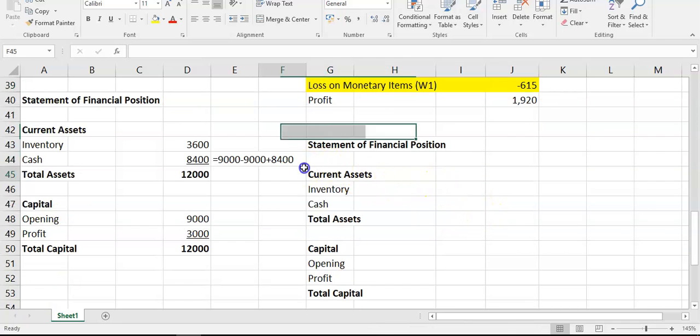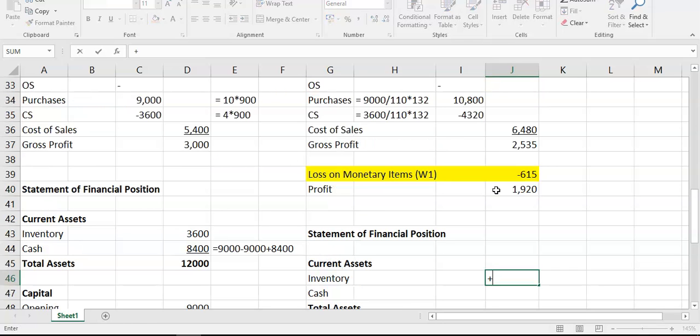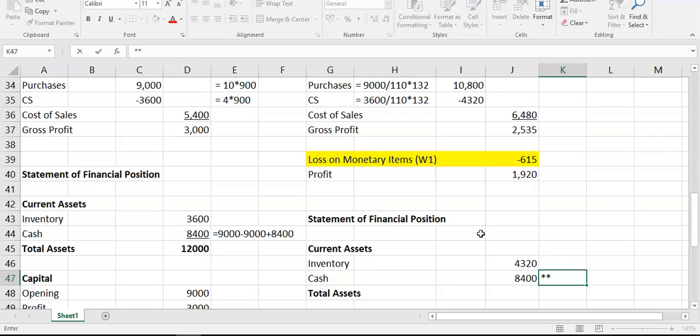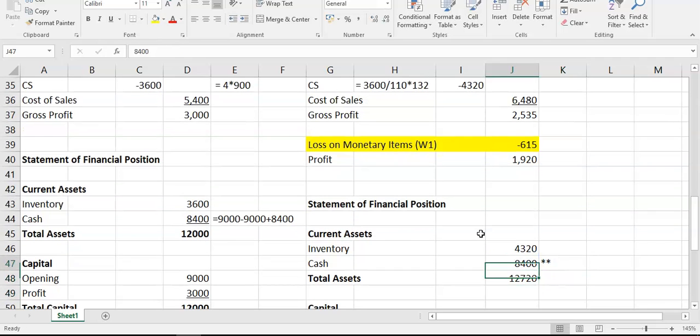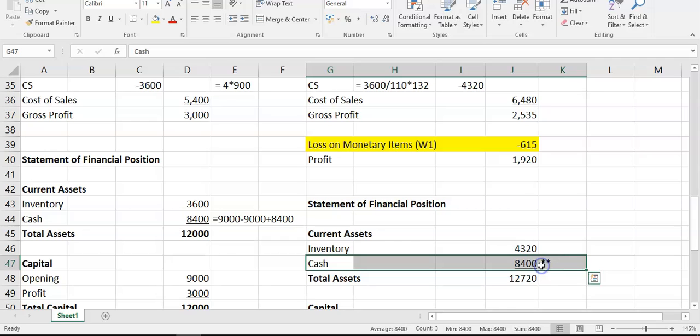And then we do our current assets. Inventory, we take directly from the question, 4320. Whatever is in the P&L must be in the balance sheet. And cash, remember, does not change. That's the one to watch out for. Monetary items, they're still the same monetary item. It does not change when you go to the statement of financial position, when you go to cash, because it's still 8.4 in the bank account. The assets do, but not this, because that's a monetary item. And that's an important distinction in CPPA.